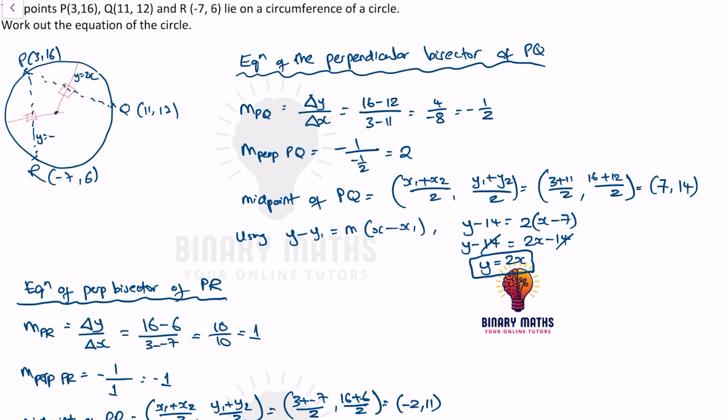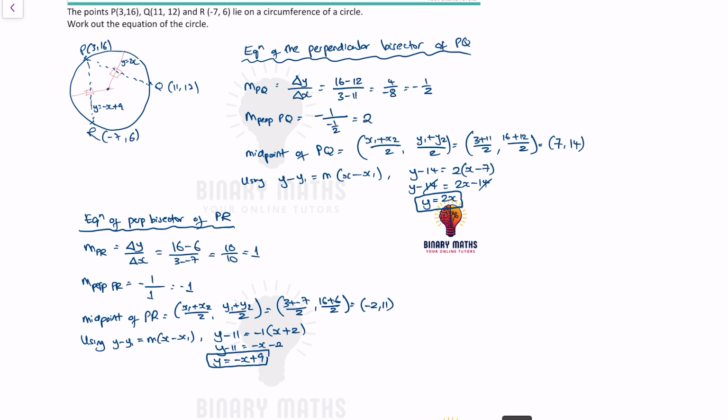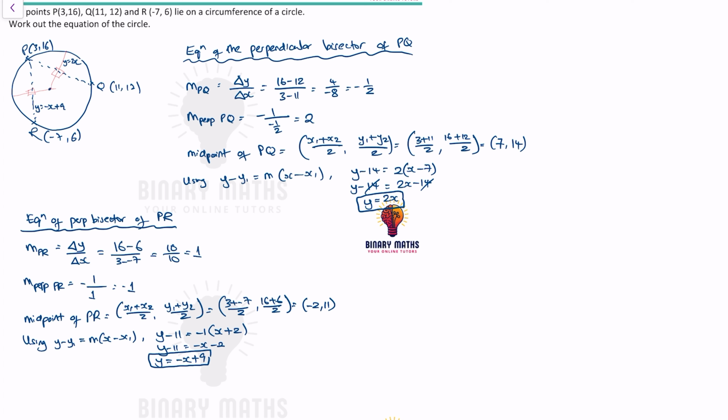If I want to work out the circle center, I need to solve it simultaneously. So now I need to solve two equations simultaneously. So I've got y is equal to 2x and y is equal to negative x plus 9.